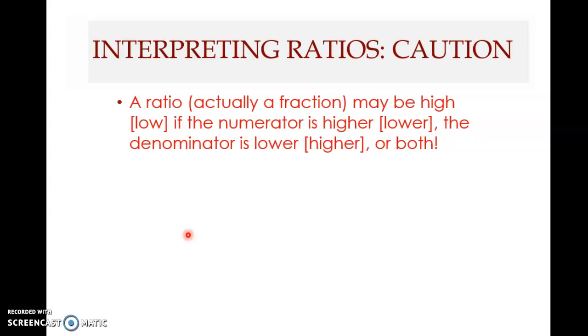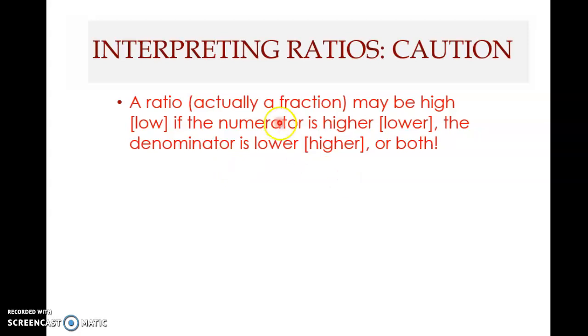A ratio may be high or low, and this will depend on the numerator and the denominator. So you need to look at both. When the numerator is higher than the denominator, then the ratio would be high. If the numerator is lower than the denominator, then the ratio would be lower. That's the basic idea.